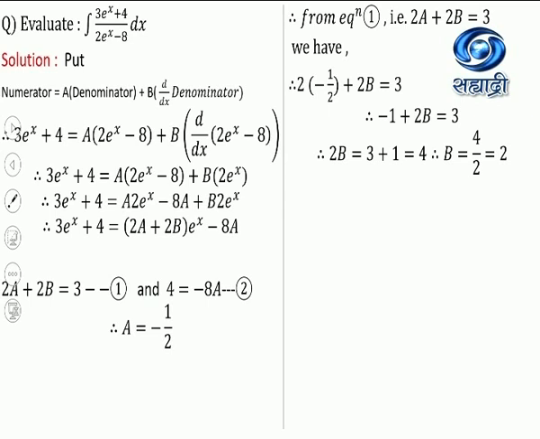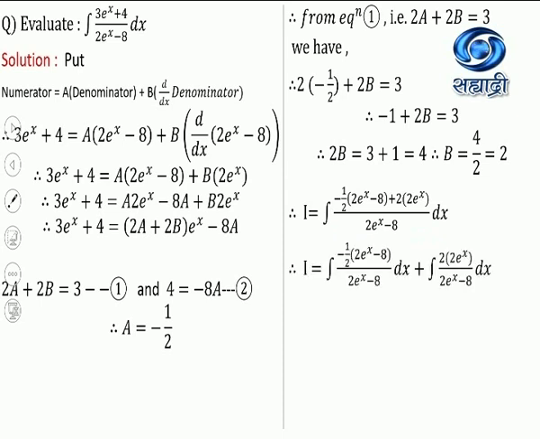2b is equal to 4, therefore b is equal to 2. Okay. Substitute a and b in this as discussed earlier. So we get numerator is minus 1 by 2 into 2e raised to x minus 8 plus 2 into 2e raised to x upon denominator as it is 2e raised to x minus 8. Now we get, after separating the denominators, minus 1 by 2 into (2e raised to x minus 8) upon (2e raised to x minus 8) dx plus 2 into 2e raised to x upon 2e raised to x minus 8 dx.